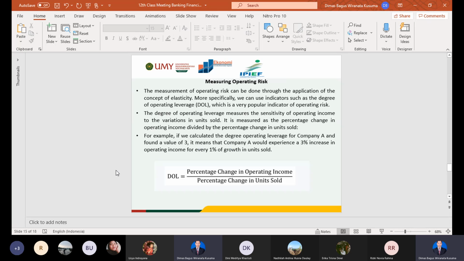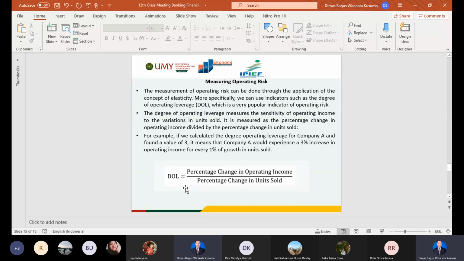So how to measure the operating risk? The measurement of operating risk can be done through the application of the concept of elasticity. More specifically, we can use indicators such as the degree of operating leverage, which is a very popular indicator of operating risk. The degree of operating leverage measures the sensitivity of operating income to the variation in units sold. It is measured as the percentage change in the operating income divided by the percentage change in units sold. So the degree of leverage here compares to what extent your income will be received due to your units sold.